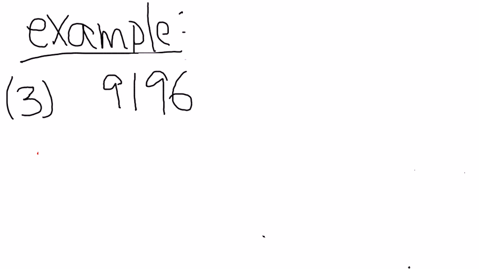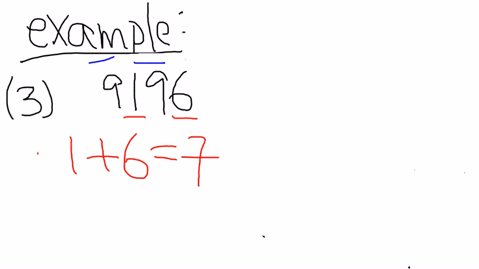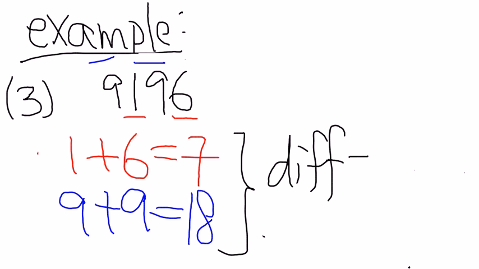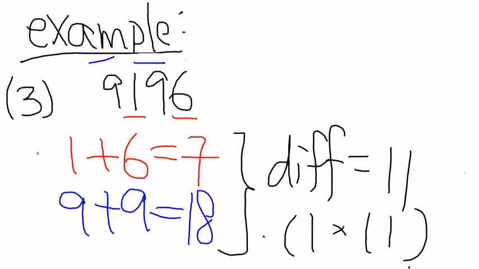So now you follow the same trick here. You add the two numbers in the odd position, which is 7. And then you add the two numbers in the even position, which is 9 plus 9, which is 18. Now you compare them. The difference 18 minus 7 is 11, and 11 is obviously a multiple of 11 because it's 1 times 11. So which basically means that the given number 9,196 must be a multiple of 11 here.